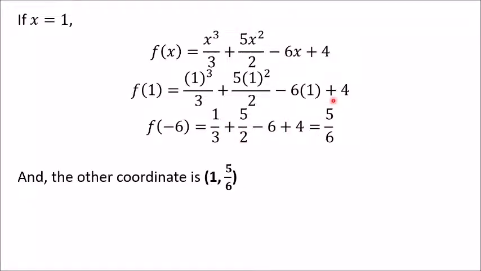We now have the value of f of 1 is 5 over 6. And that is the second or the other coordinate, 1 and 5 over 6. It means when x is 1, y is 5 over 6. This is now our second coordinate. So, we have two coordinates because we also have two critical values.